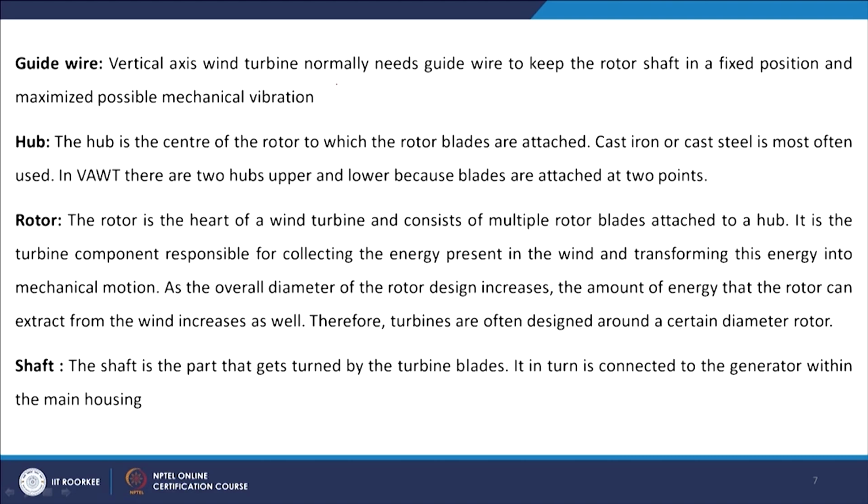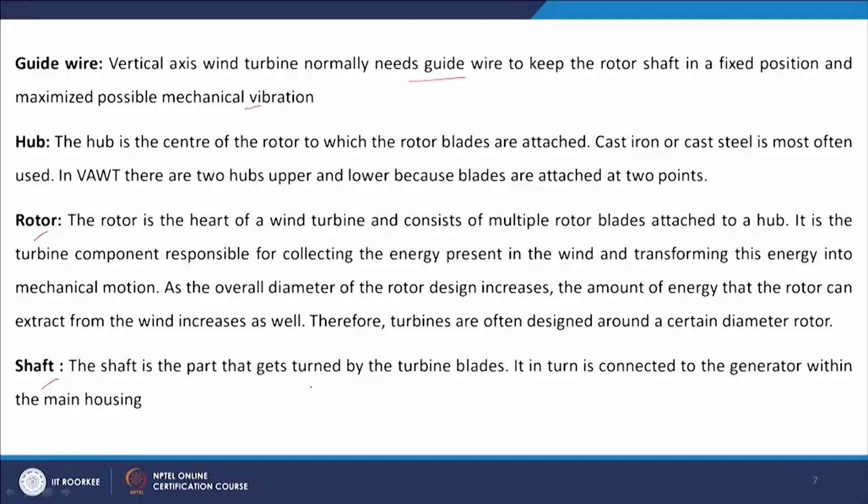The vertical axis wind turbine normally needs guy wire to keep the rotor shaft in a fixed position and minimize possible mechanical vibration. The hub and rotor we have already discussed. The shaft is connected to the turbine at one end and to the rotor at the other end. The shaft is the part that gets turned by the turbine blades.